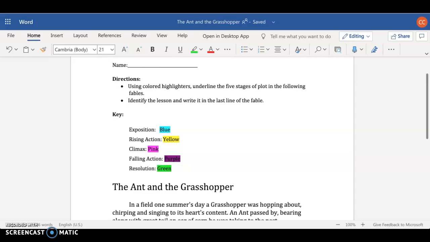Okay, so now that we took our plot notes and we refreshed a little bit, we are going to practice. So we're going to read the little fable called The Ant and the Grasshopper. As you can see, our directions say, use color highlighters underlining the 5 stages of plot in the following fables. Identify the lesson and write it in the last line of the fable. I'll explain when we get there.